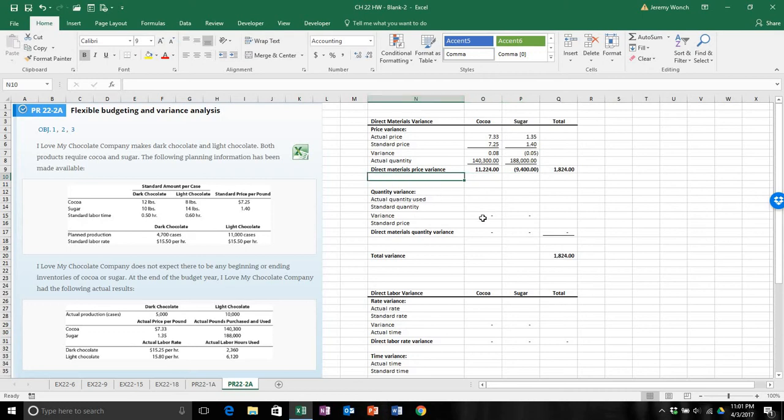So in this situation, the actual price was higher than the standard price, and so that is going to be an unfavorable variance. In this situation, for the sugar, the standard was greater, and so that's going to be favorable variance. And that means the unfavorable was greater than favorable, so we have a total unfavorable variance.